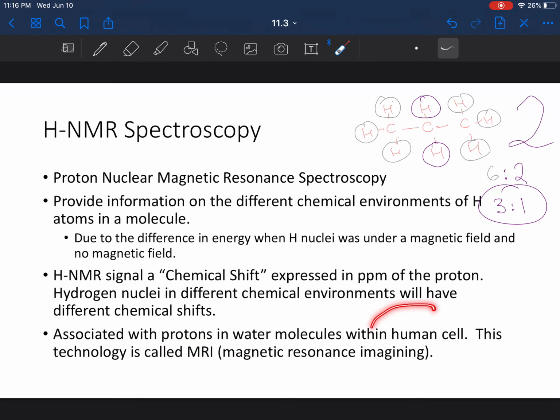Well, you can find lots of it in your cells. So if there's something wrong with your cell, this can be used to detect it. Of course, we're not going to use HNMR to do it.